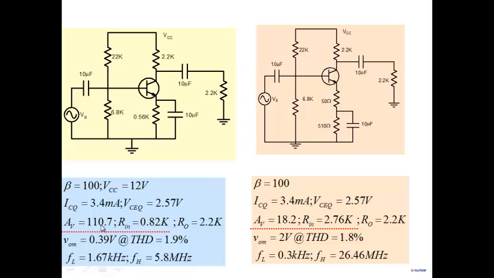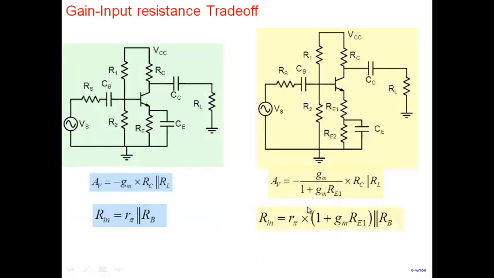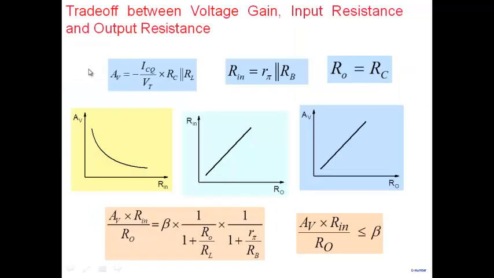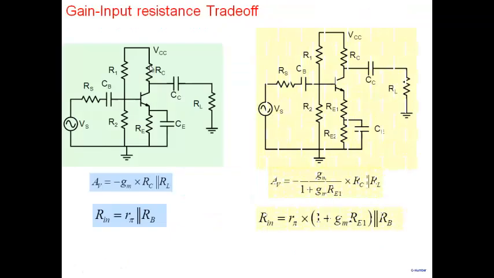You sacrifice gain from 110 to 18.2. You sacrifice gain, but look at the input resistance here. You've managed to increase the input resistance from 0.82K to 2.76K. So that's another mechanism by which you can carry out the trade-off between the gain and the input resistance, by having this part of the resistor unbypassed. Note that ICQ and other things were all kept unchanged. The previous case of gain-resistance trade-off was done by altering the value of ICQ. This one is without altering the value of ICQ.